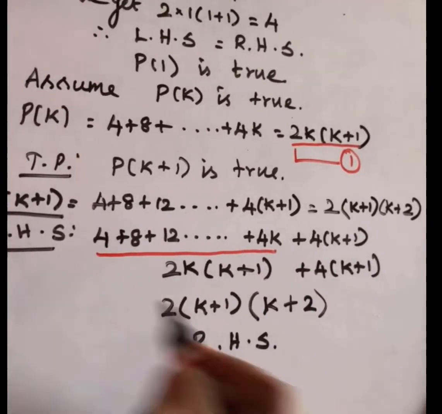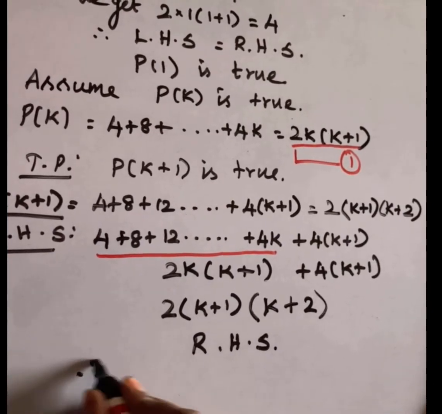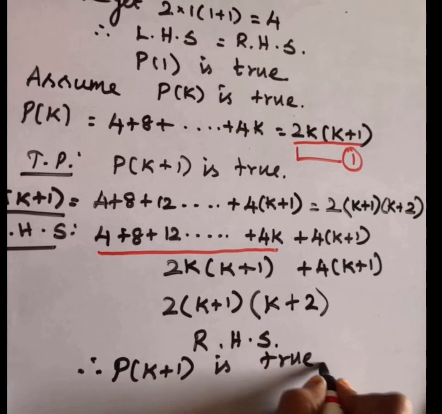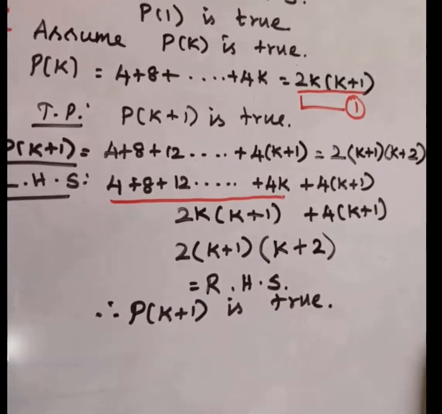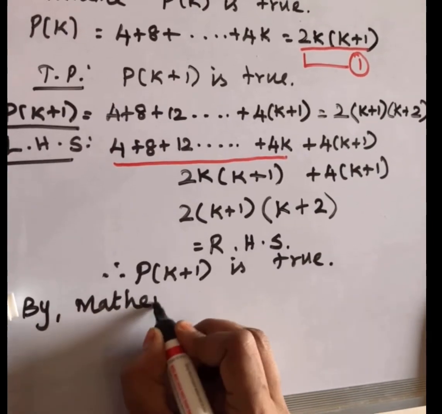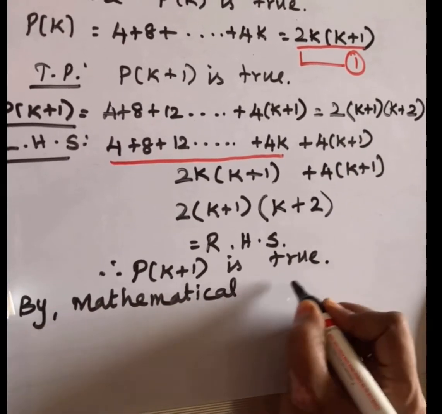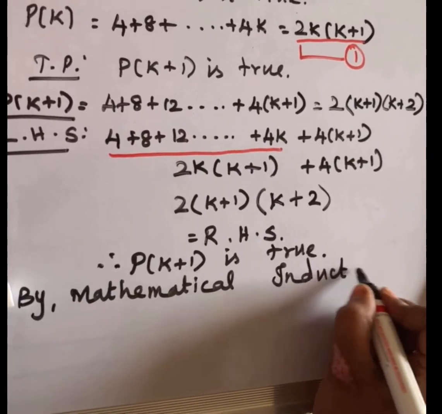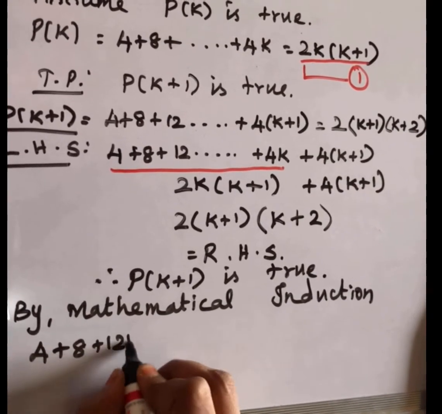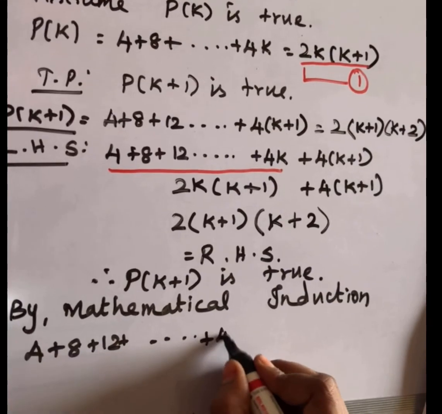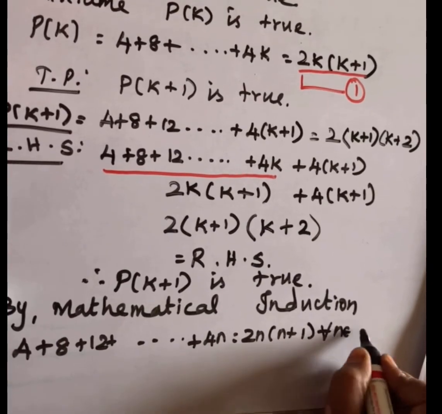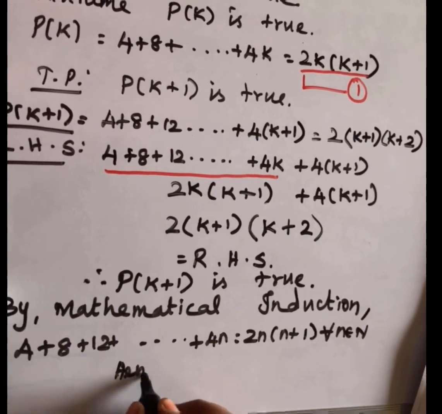So, LHS is equal to RHS. Therefore, P of k plus 1 is true. So, by mathematical induction or principle of mathematical induction, the given statement is true, right? What is the given statement? 4 plus 8 plus 12 etcetera up to 4n is equal to 2n into n plus 1 for all n belongs to N. Hence, proved.